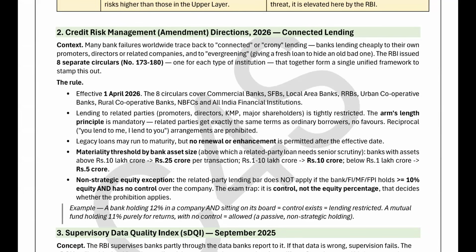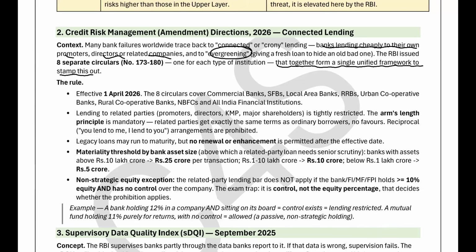Please try to understand. आपने पढ़ा होगा, right? तो देखो, many bank failures worldwide trace back to connected or crony lending. Banks lending cheaply to their promoters, directors or related companies, to evergreening. ये याद रखना, ठीक है? ये याद रखना. Together these form a single unified framework. Stamp this out.